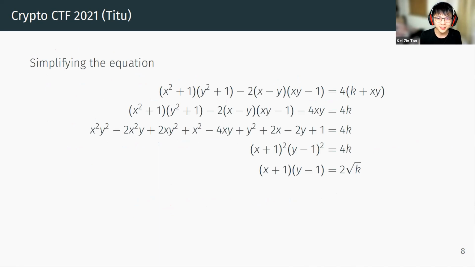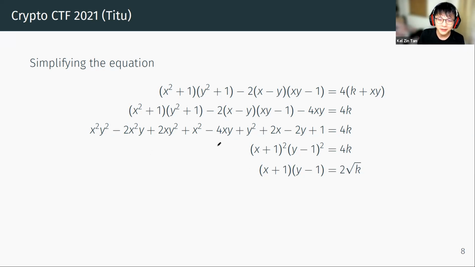Basically, you simplify the equation. You take this and move the 4xy to this part, and then you expand it out, and you find out that it's actually (x plus 1) squared multiplied by (y minus 1) squared, and it equals 4k. Then you can take the square root on both sides, and then you get this. So you can do it this way.